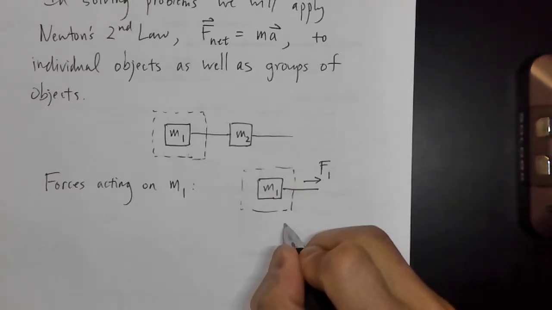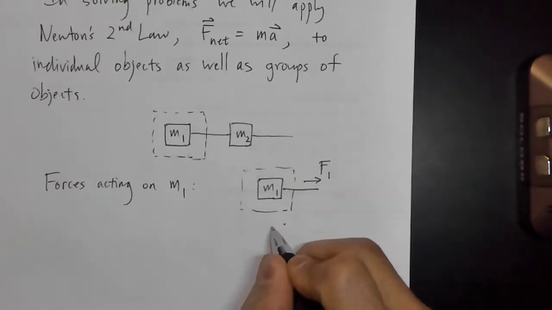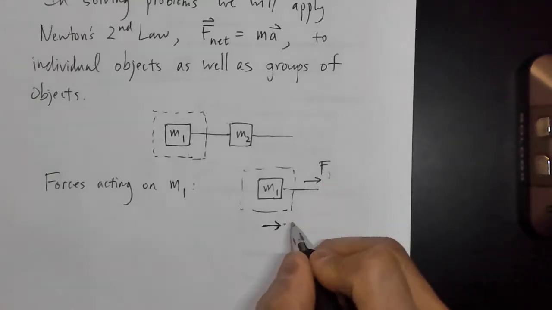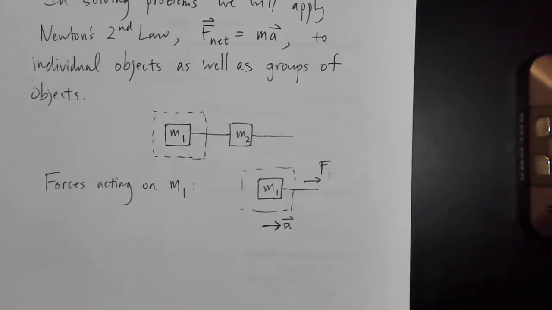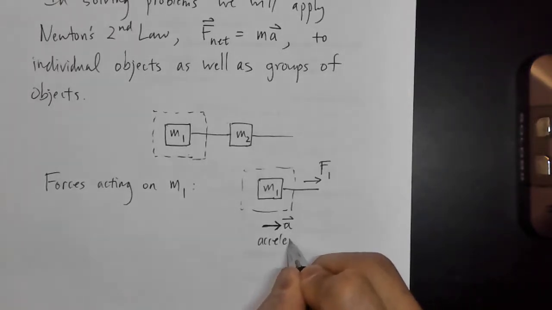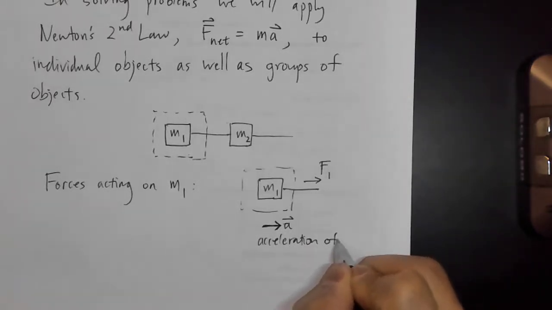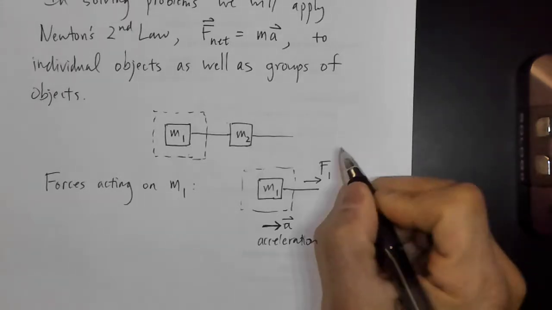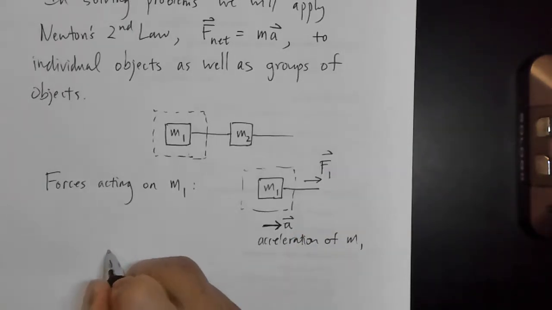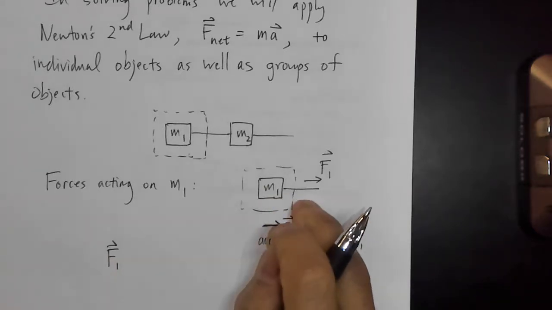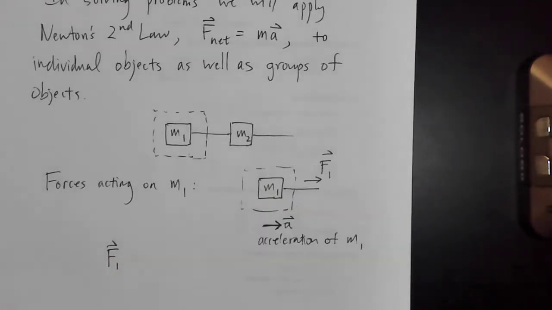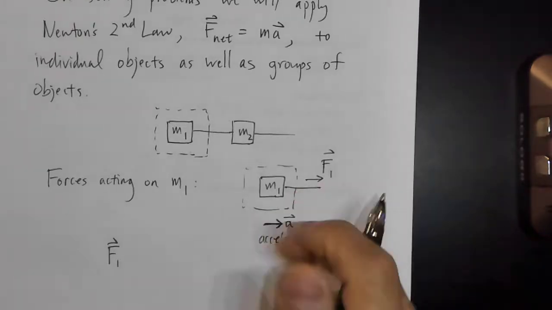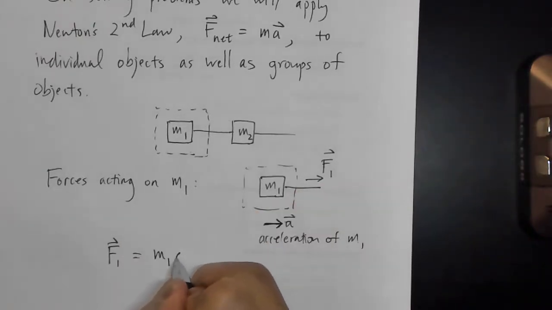So let's say M1 has some acceleration. Let's say it's going in this direction. It better be going in that direction because that's the way the net force is going. So that's some acceleration vector, A. So this is the acceleration of M1. And the formula we have is that F1, because there's only one force, the net force is just that force, F1 is equal to M1 times A.